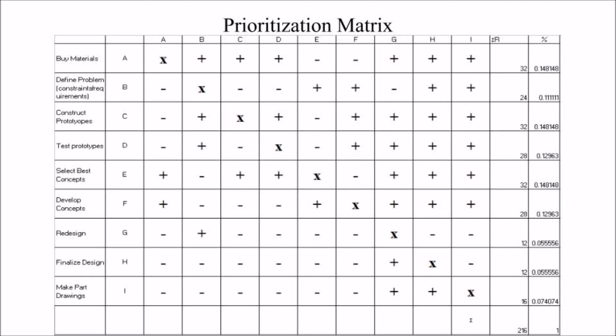In order to effectively allocate our time and efforts, the team developed a prioritization matrix. On the left-hand side of the matrix are the 9 main tasks the group must accomplish in order to stick to the planning tree. By determining the relative importance of these tasks in relation to each other, the group was able to determine which tasks needed to be accomplished first, as well as which tasks needed to be given the greatest focus. Among these were constructing and testing prototypes, as well as buying materials and selecting concepts in order to do so.